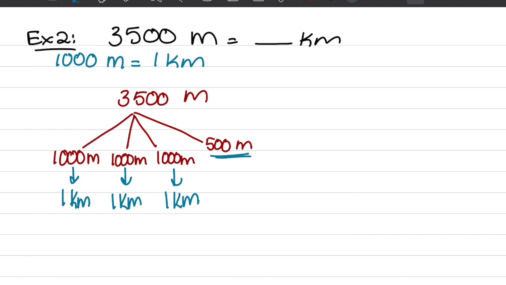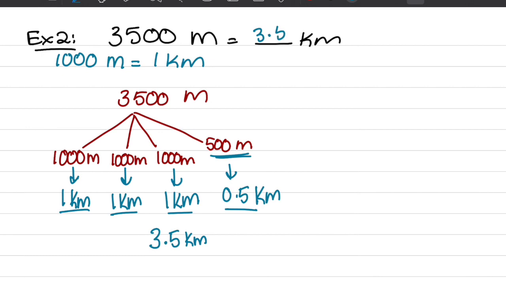Now, for the 500 meters, 500 is half of 1,000. So this one is not going to be 1 kilometer. It's going to be half a kilometer because it's half of 1,000. So now, whoops, I wrote meters. That should be kilometers. Okay, so now let me combine them: 1 plus 1 plus 1 plus half. So that's 3.5 kilometers, and that's the answer. 3,500 meters is equal to 3.5 kilometers.